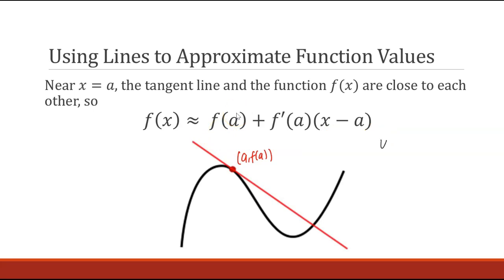We're used to writing our line as y minus y1 equals m times x minus x1. Here, this is simply adding the y1 to the other side. So y is equal to y1 plus m times x minus x1. So y1 is f of a, m is our derivative at a, the slope of the tangent line, and then x minus a. So we're saying that the function is approximately this tangent line value near x equals a.